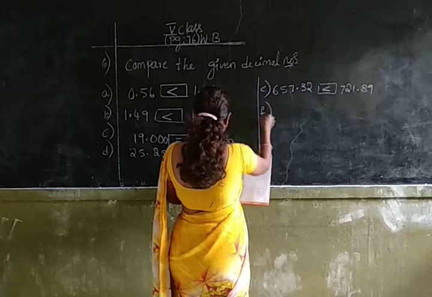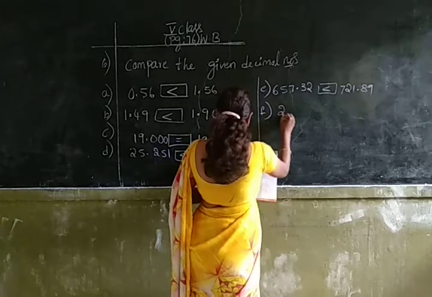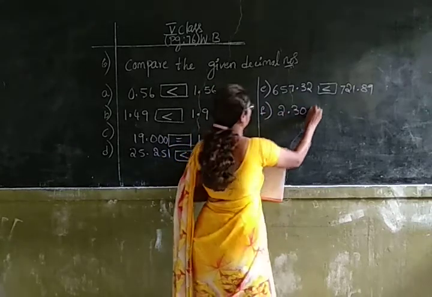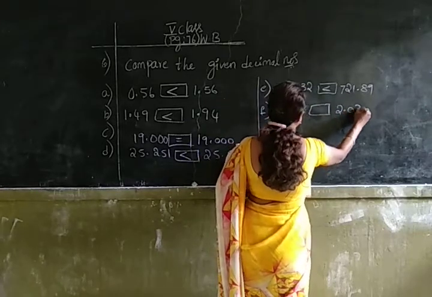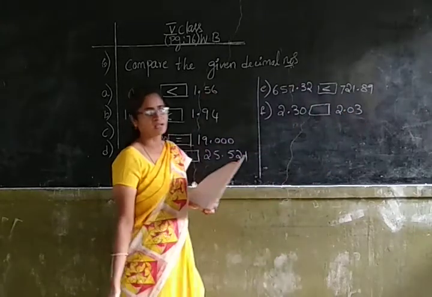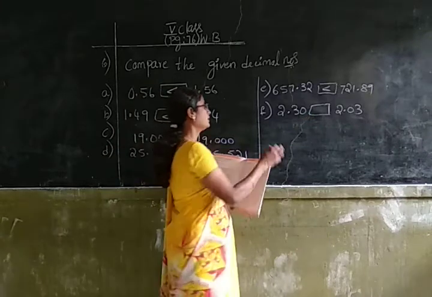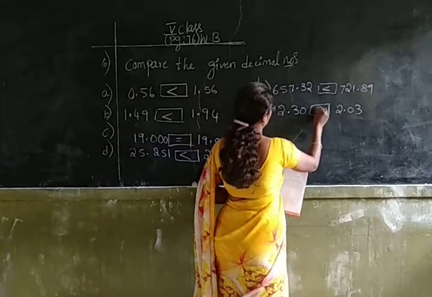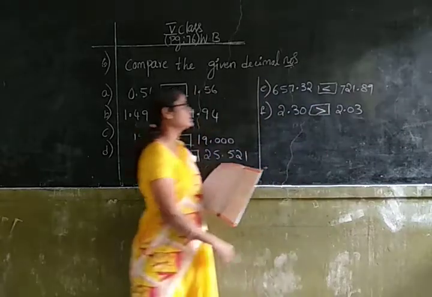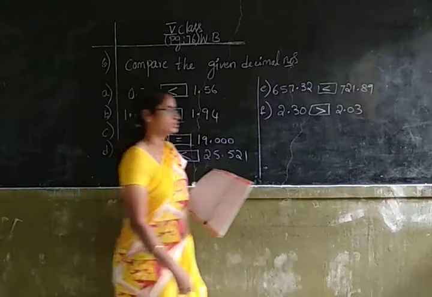Let us do the F sum. 2.30 box 2.03. In ones place, both the numbers are having the same digit. In the tenths place, this number is having 3 and this number is having 0. So 2.30 is greater than 2.03.